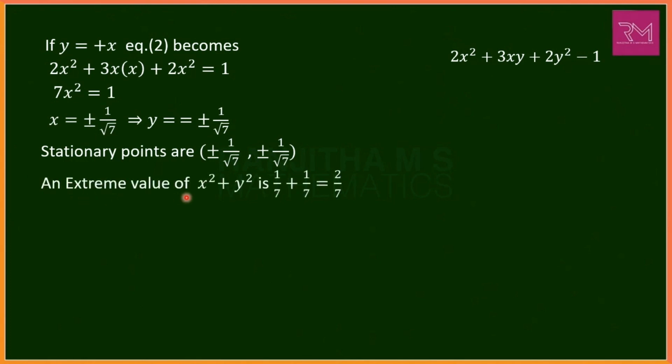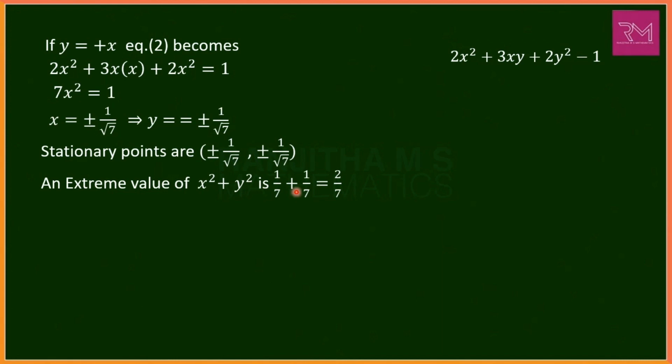To find the extreme value, substitute the x and y values in the new function, that is x square plus y square. We get, as x is 1 by root 7, x square is 1 by root 7 whole square. Here we can cancel the square and root. We get the value as 1 by 7, plus, here y is 1 by root 7.